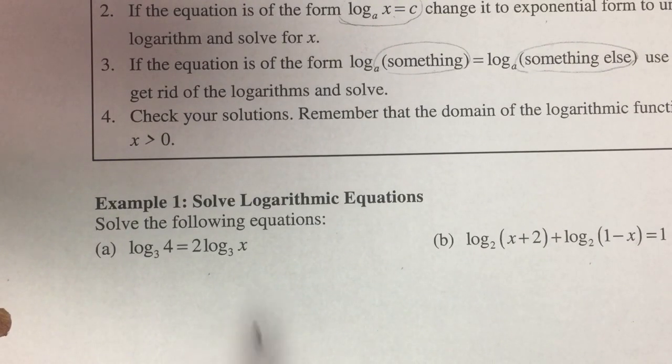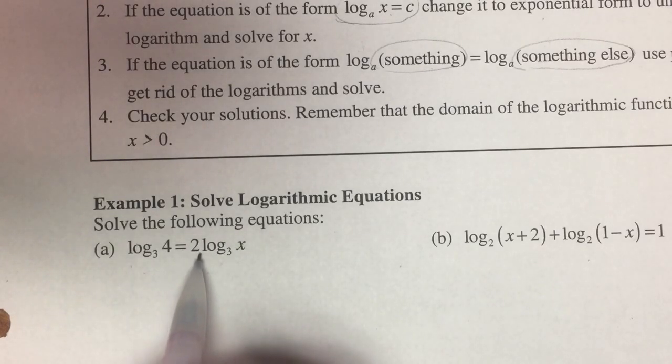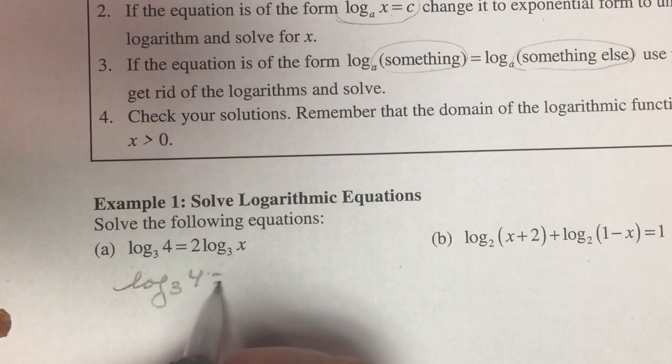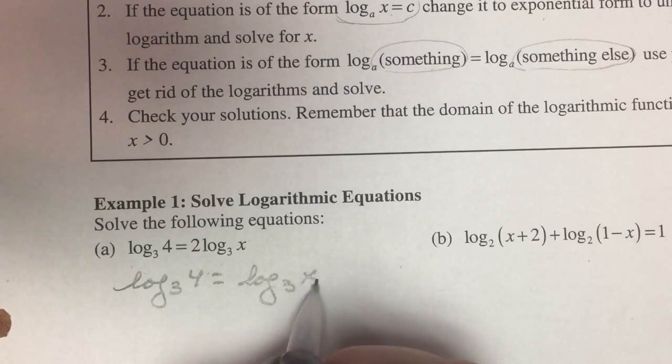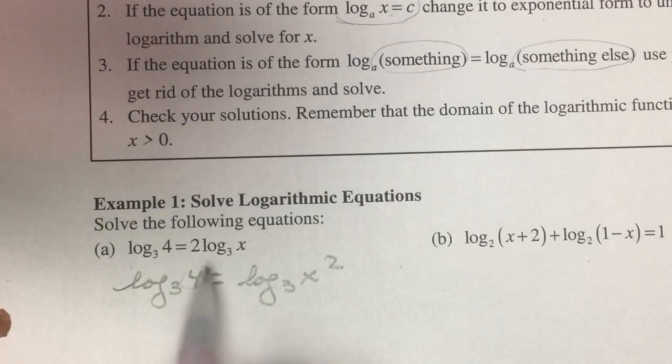So if we look at example 1a, you can see that you've got logs on both sides. So we're going to use number 3 from above. Now the first thing that you want to do though is you want to use some properties, and you have to remember that this 2 was really an exponent. So we could write that right hand side as the log base 3 of x squared. So see, now we have the log base 3 of something equals the log base 3 of something else. So now you just take the two somethings and you set them equal to one another.